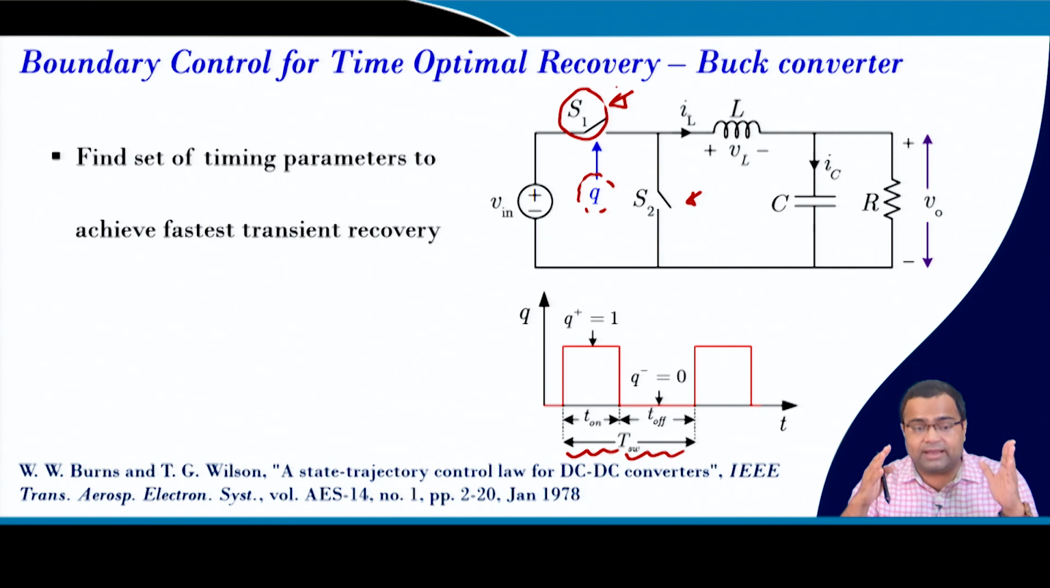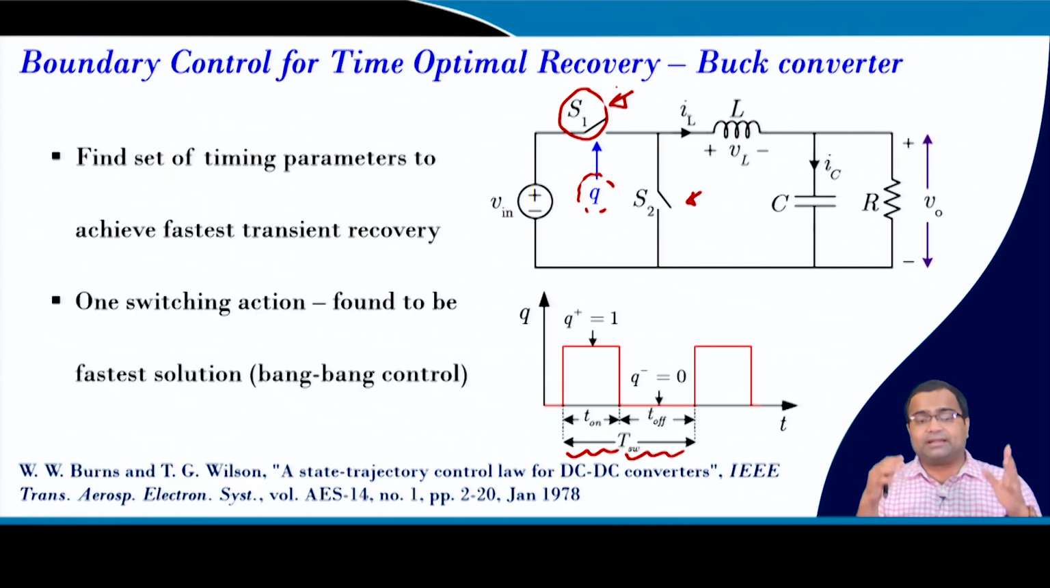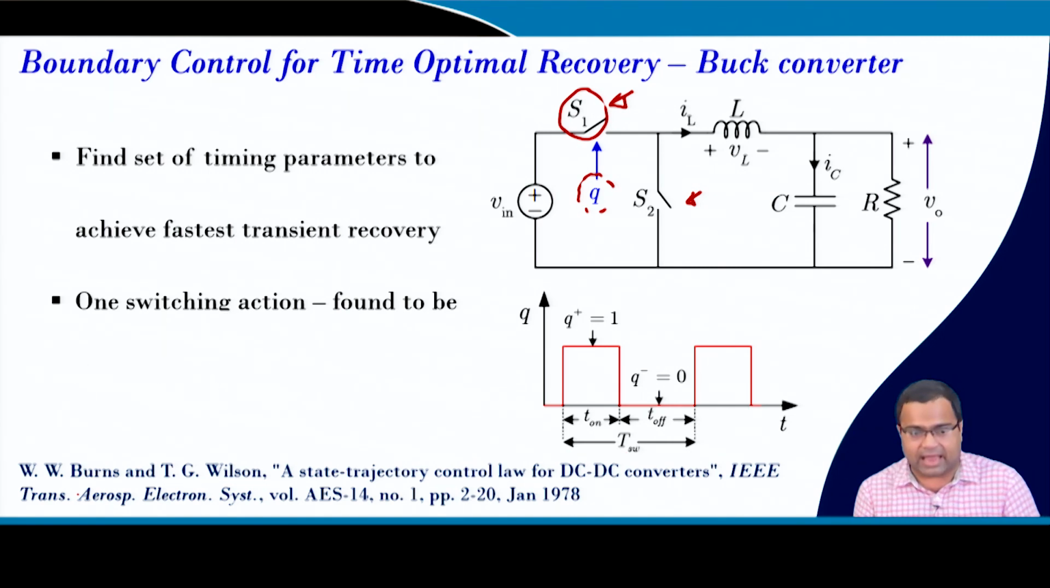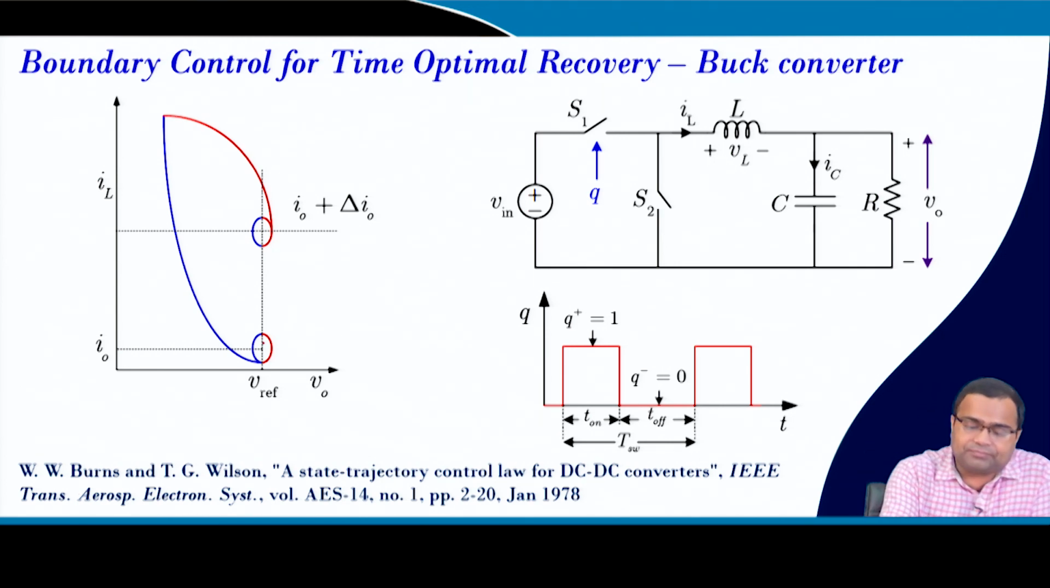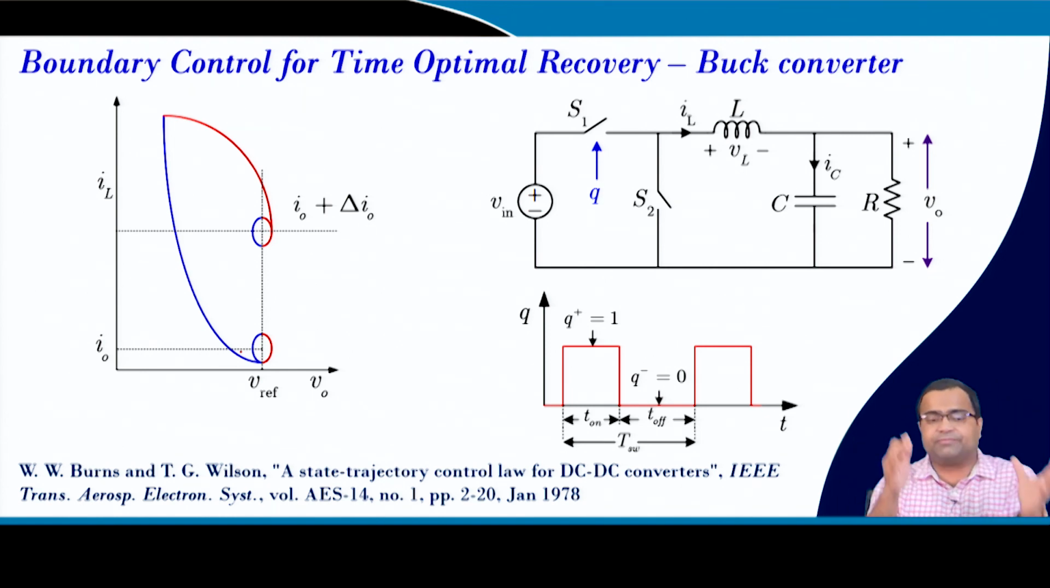So the objective is to find the set of timing parameters to achieve the fastest transient recovery, and it turns out to be simply a bang bang control, on off control, and you can achieve the fastest recovery by one switching action. That was first reported by Burns and Wilson in their paper, and we will soon see how we can visualize this phase plane behavior as time domain behavior.